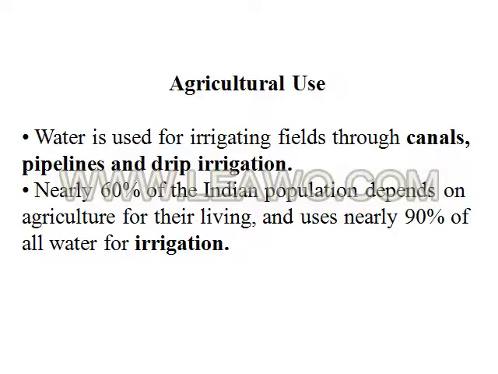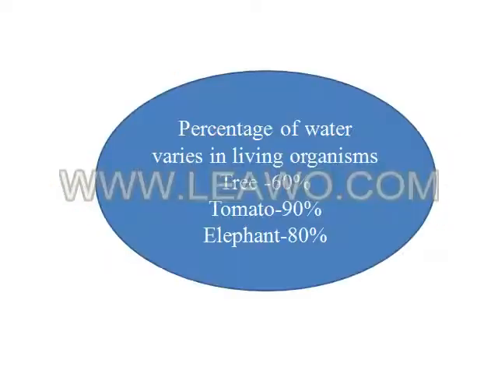In farming, the fields need water, so we irrigate the fields through canals and pipelines, and also some modern techniques are applied, that is drip irrigation. Due to drip irrigation, we can save water. Nearly 60% of the Indian population depends on agriculture for their living and uses nearly 90% of all water for irrigation.